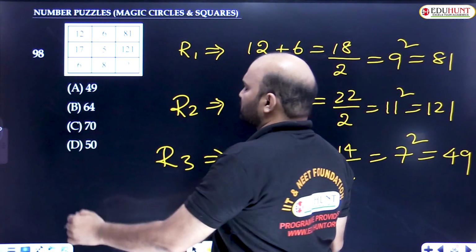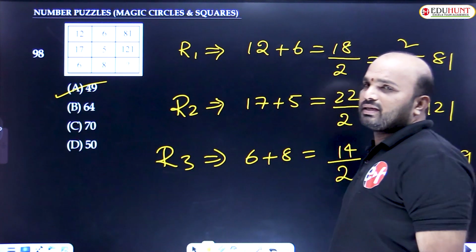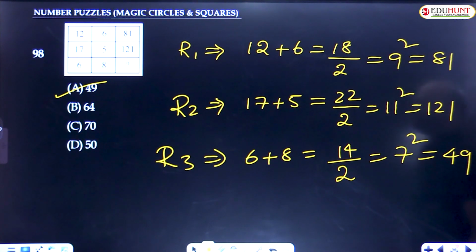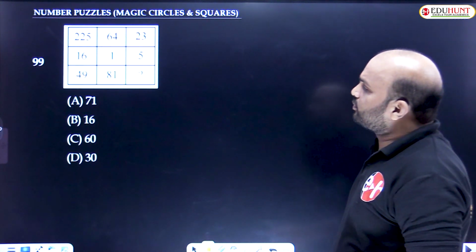So what should come in the place of question mark? 49 is the right answer. Option A is the right answer. So let's go to question number 99.